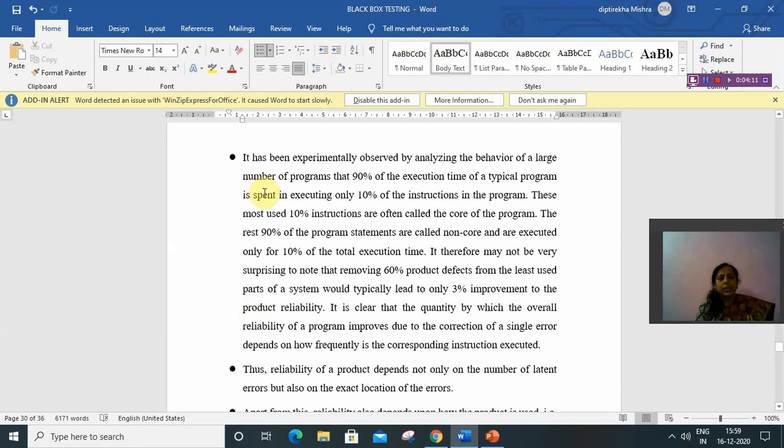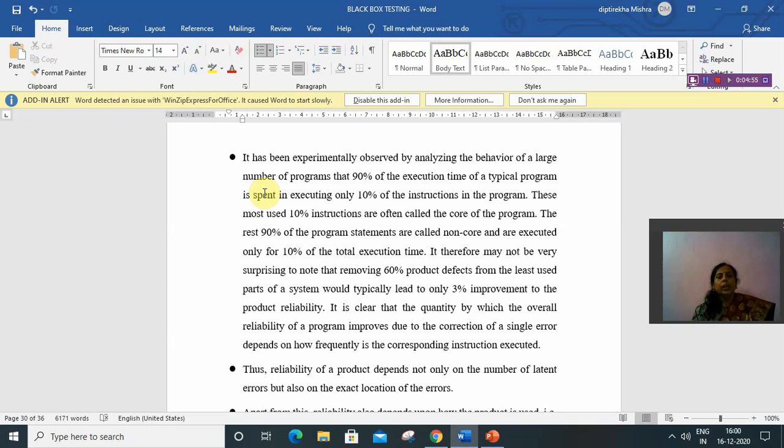It has been experimentally observed by analyzing the behavior of a large number of programs that 90% of execution time of a typical program is spent in executing only 10% of the instructions in the program. Means in a large software program, only 10% of the code is executed frequently. Means 90% of the execution time of the software is spent executing the core part, the 10% part which is the core part. That part only is executed frequently.